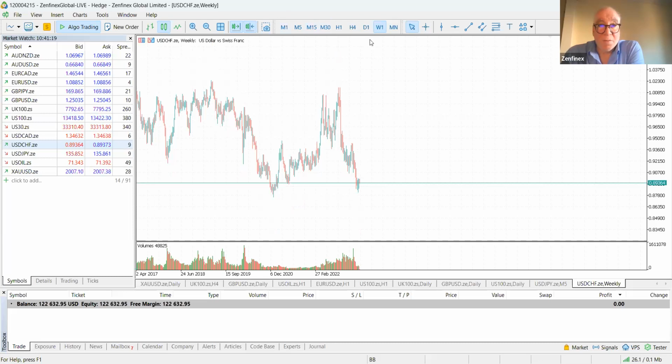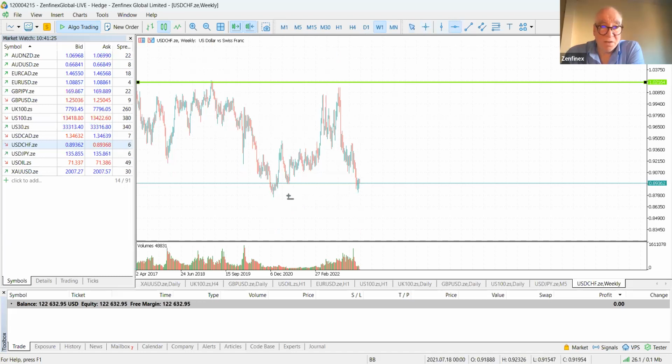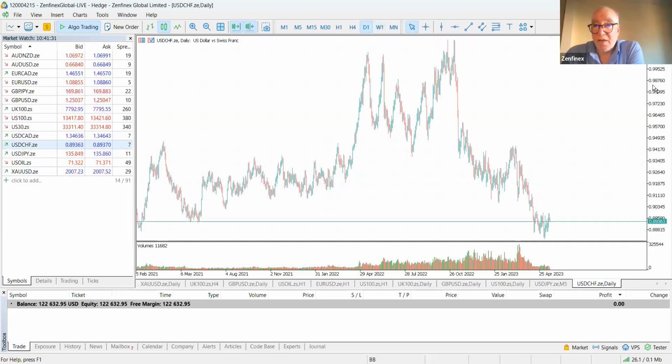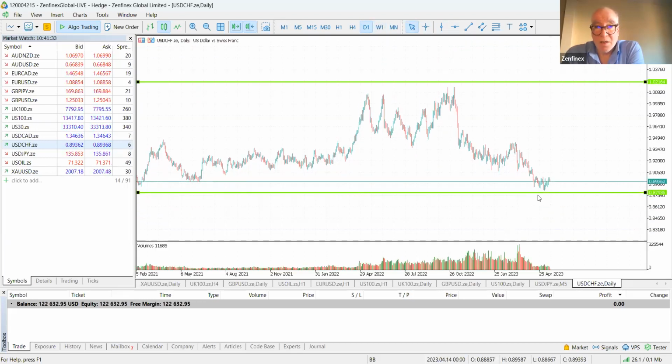Right, so what we can see from a weekly perspective is the frame for this particular currency, right? We can see that it's within this range. When we go down to a daily perspective, we can see that this weekly range is where we're at the moment, which is actually quite a critical point.